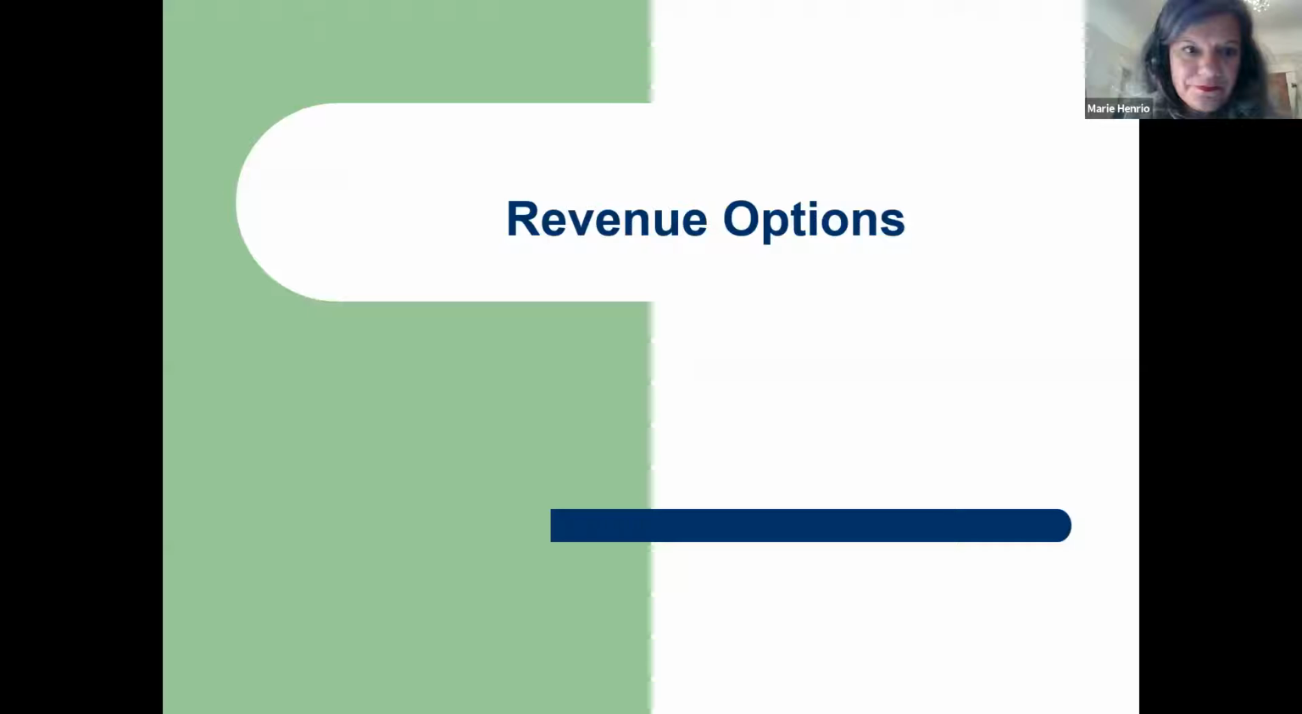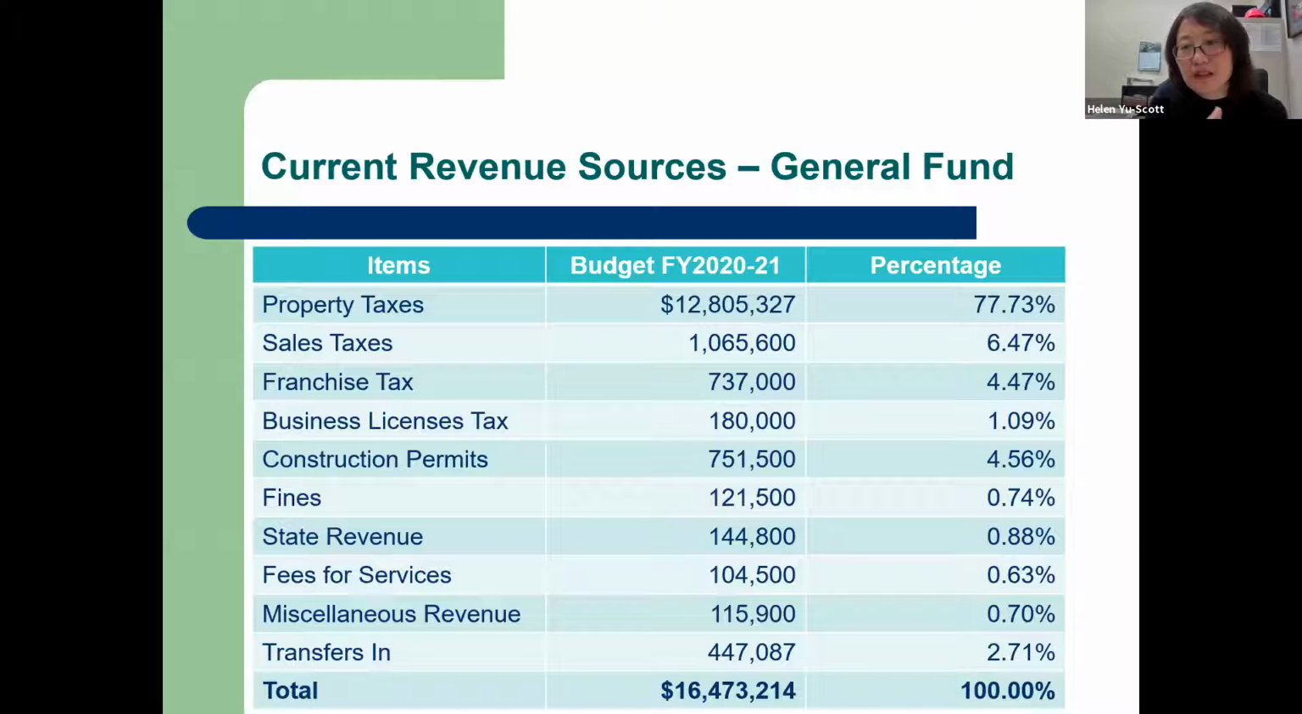Good evening, everyone. Here we talk about the revenue options for the future of the town. I already sent the PowerPoint presentation ahead of time, and we did add a couple more slides. This slide shows you the town's current revenue resources from the general fund. I took this information from our 2020-21 budget. This is the budget figure we have.